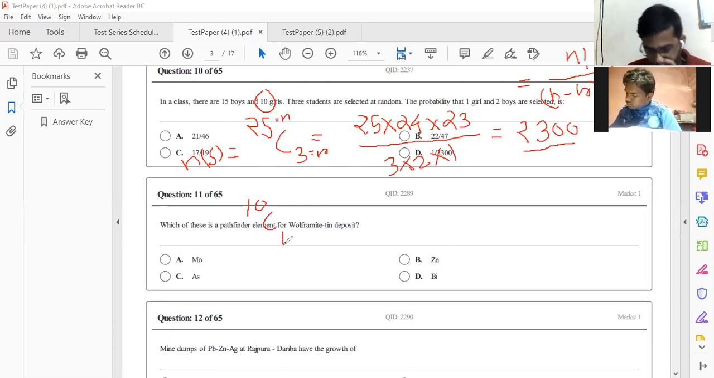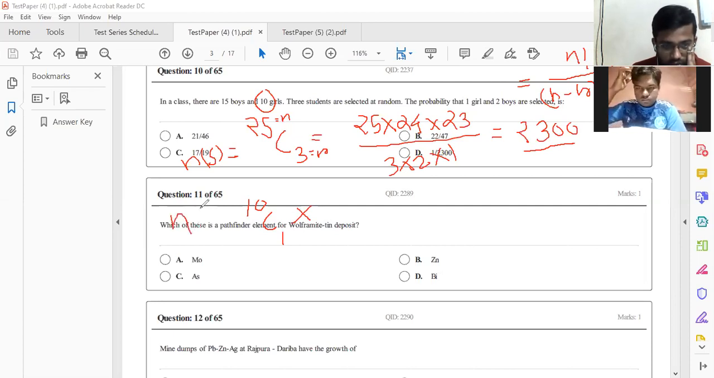Correct? Okay. Now this is your n of e. Even number of possible. Out of 10 girls, only one girl is getting selected, and out of 15 boys, two boys are selected. Clear?